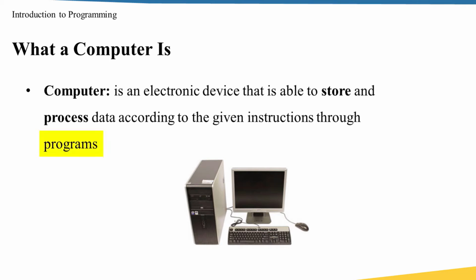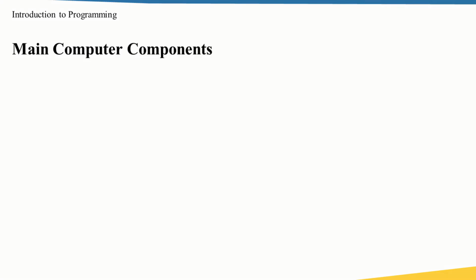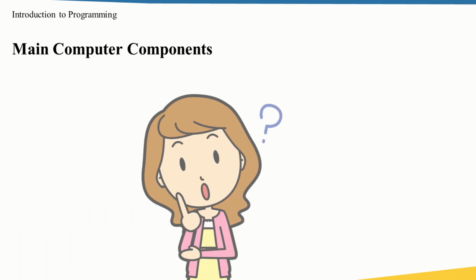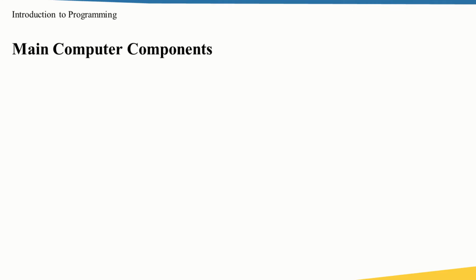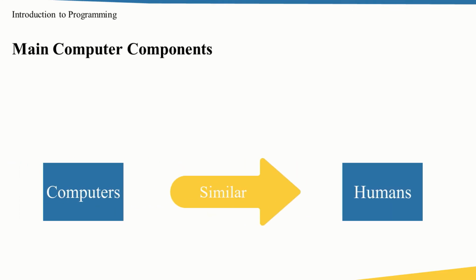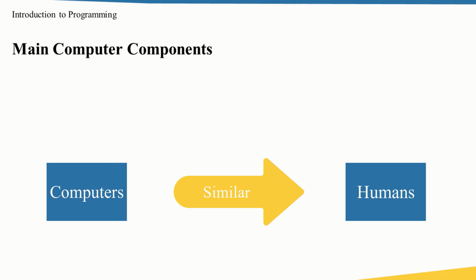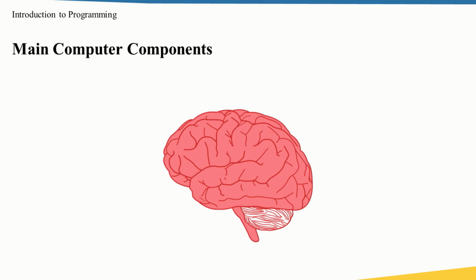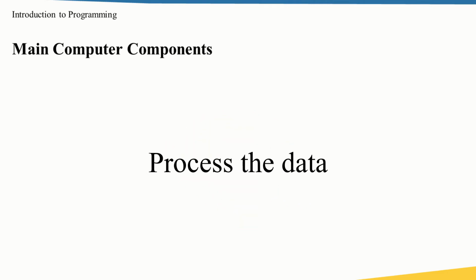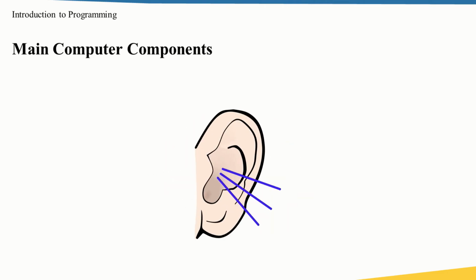and these recipes are known as programs. From the previous slide, we see that the computer can do two main jobs. It stores data and processes this data. The question now is how the computer can do that. In fact, a computer has several components enabling it to do that. In my point of view, computers are very similar to humans, where we, as humans, usually use our brains to process the data that we receive through our eyes, ears, etc.